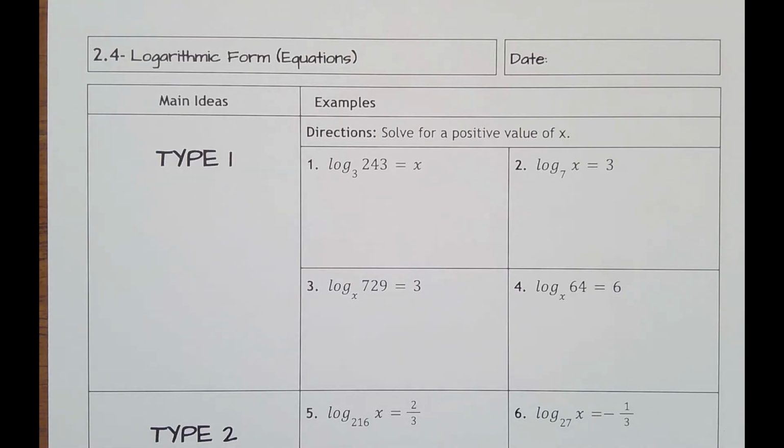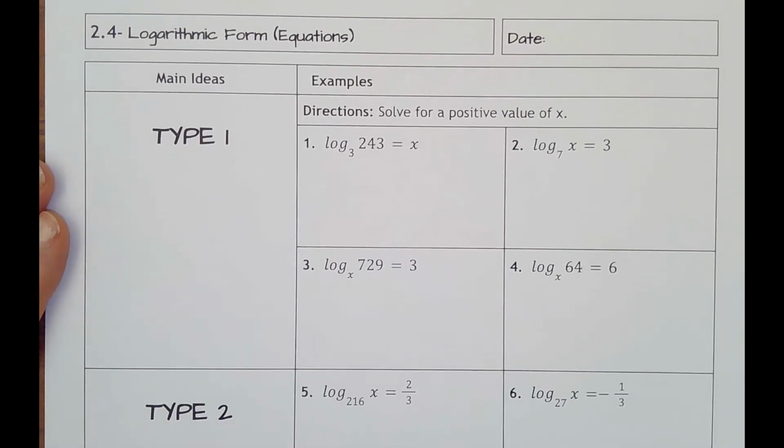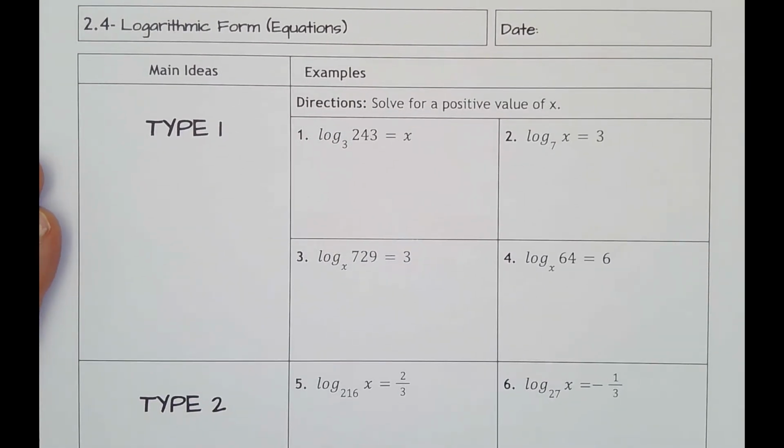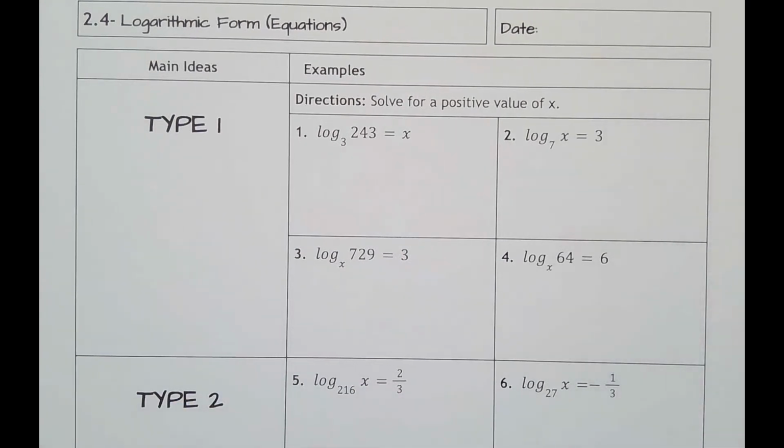Lesson 2.4, logarithmic form. These are actually equations, okay? But they'll be pretty simple based on what I've already taught you. Type 1s are pretty straightforward. There's no fractions in it. Type 2 get a little trickier, but you can still use your calculator most of the time.